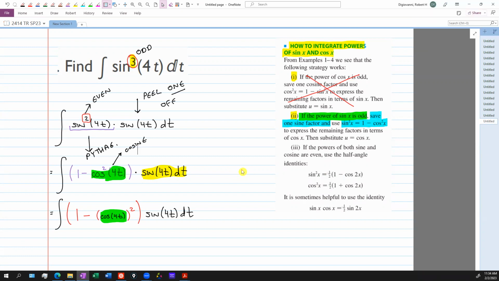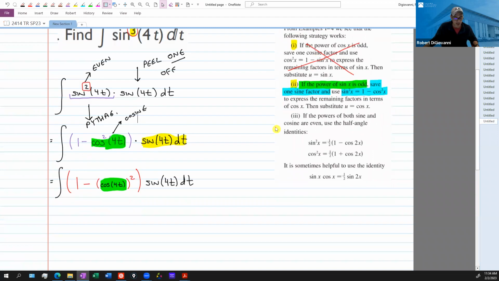And the inverse is probably true with the cosine as well, yeah? Exactly. If we have a cosine to an odd power, we would peel off a cosine, use Pythagorean to turn the other thing into sine, and then go through the method. That's exactly the X that I crossed out here. That's exactly what it is. But let's continue the problem.